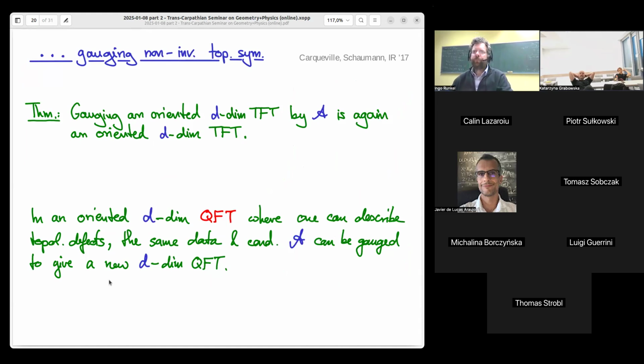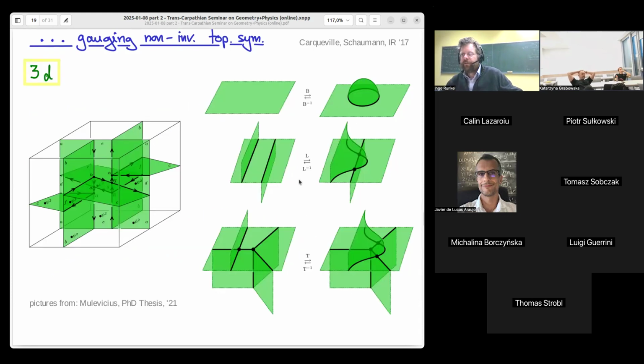Okay. So what can you now prove? If you do this procedure of gauging a d-dimensional topological field theory, so let me go back 1 slide. Suppose I've got a topological field theory with these surface, line, and point defects. Then, as I said, what gauging means is I get a new theory by taking my old theory and inserting such a foam.